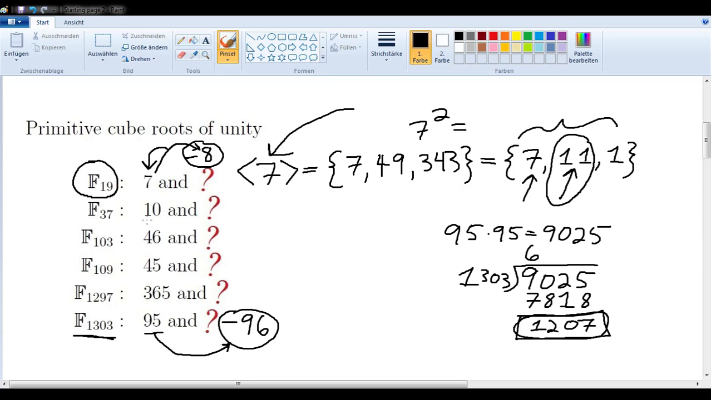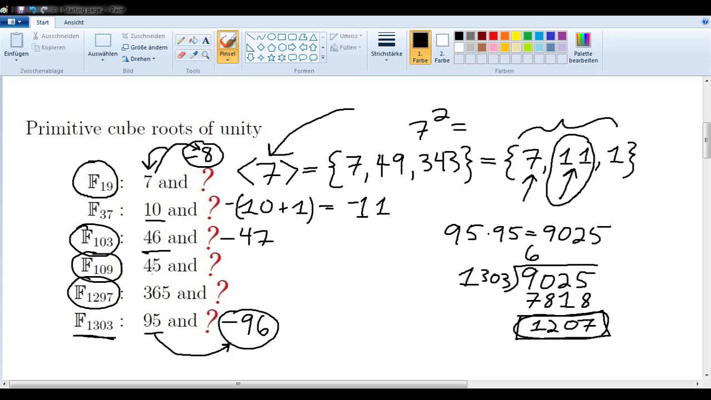So, how would we find the answer here? Well, of course, we just take 10 plus 1 and flip it. We add 1 and flip it. So we get negative 11. Indeed, we do not even need to know which field we're dealing with. 46 gives us negative 47. 45 gives us negative 46. 365 gives us negative 366. So that's pretty quick in comparison to having to do all this multiplication and then division.